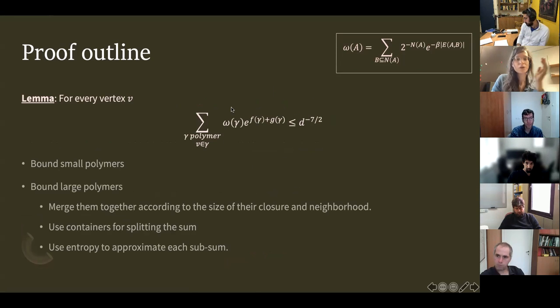Okay, so in order to bound this sum, we want to bound somehow small polymers, which is an easier task, and to bound large polymers, which is maybe the main difficulty here. And for this, we want to somehow split this huge sum, but to split it in a clever way. So for splitting it, we need to use some containers and approximation. Like we want to merge together polymers that somehow behave in a similar way and split this sum using containers. And then we want to bound each split sum, and for this we will need the entropy methods that didn't appear in the other proofs of the independent sets in Q_d. They did appear, for example, in the work of Ronan and Nunn for other graphs and models also.